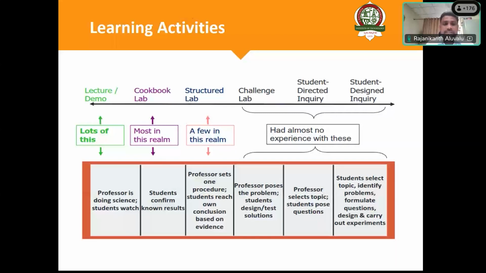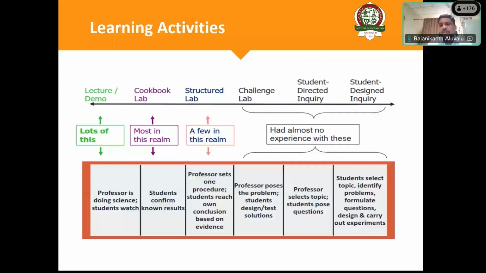So quite interesting. You can see that the very lowest level is giving a lecture or a demo. Moving forward is a cookbook lab. Further moving forward is a structured lab. Moving forward is a challenge lab. Moving further forward is a student directed inquiry. And the highest, the most matured learning activity is a student designed inquiry. So what does this say? Just look at each one. A lecture, a demo, what happens? Lots of this is actually happening. That's it. A professor is doing science and students watch, right?